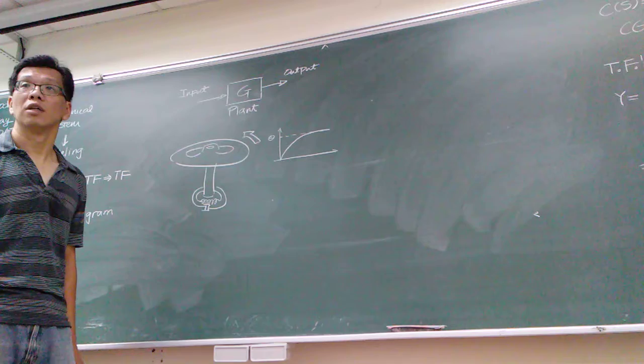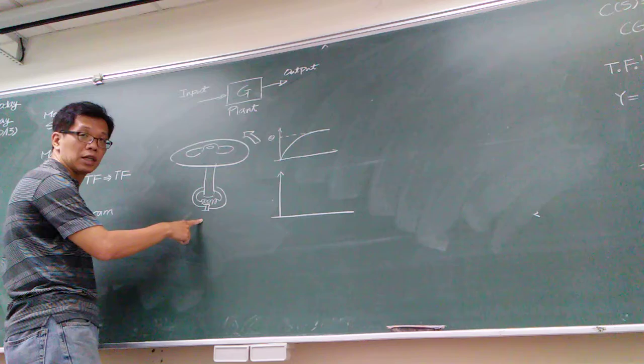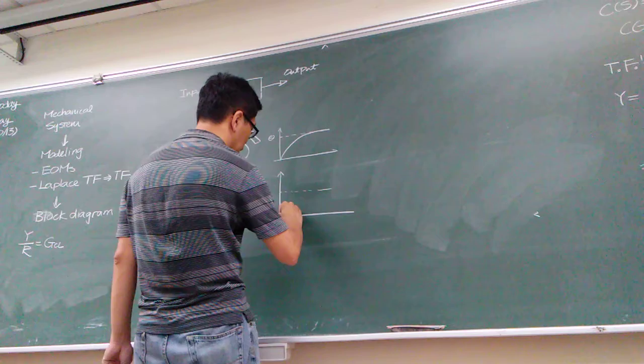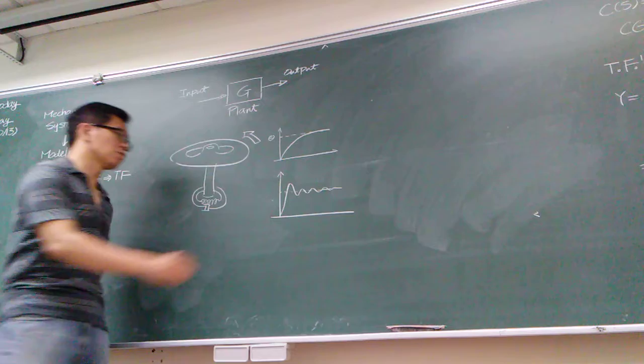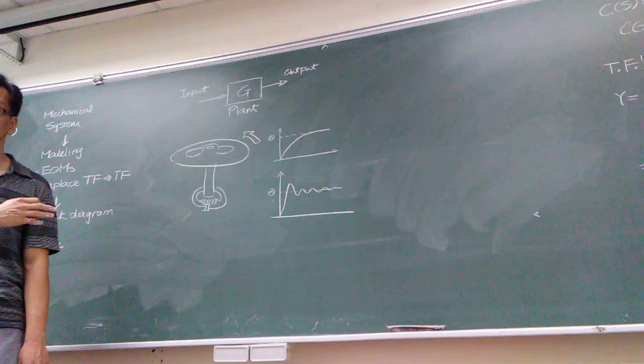Because you got spring, you got damper over here, so chances are that you might have something where, even though it goes to zeta, it will spin over here back and forth until you achieve its steady state.